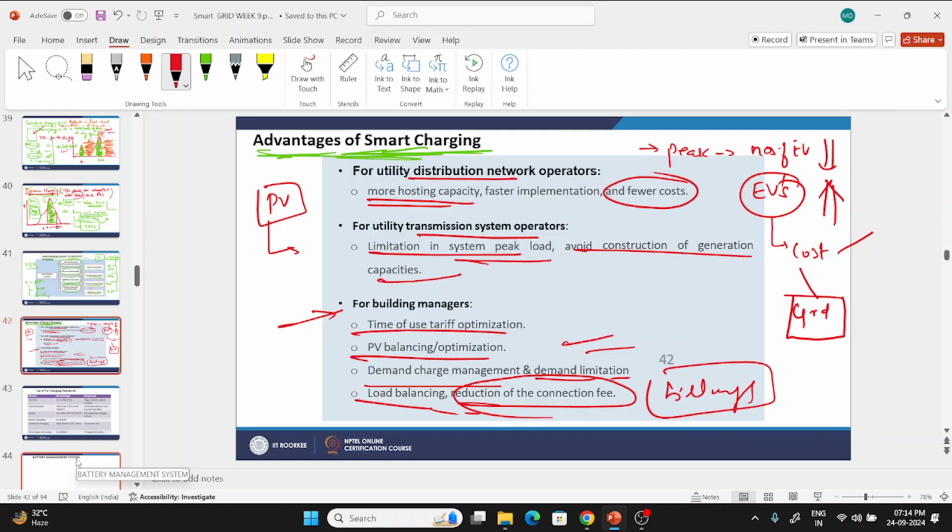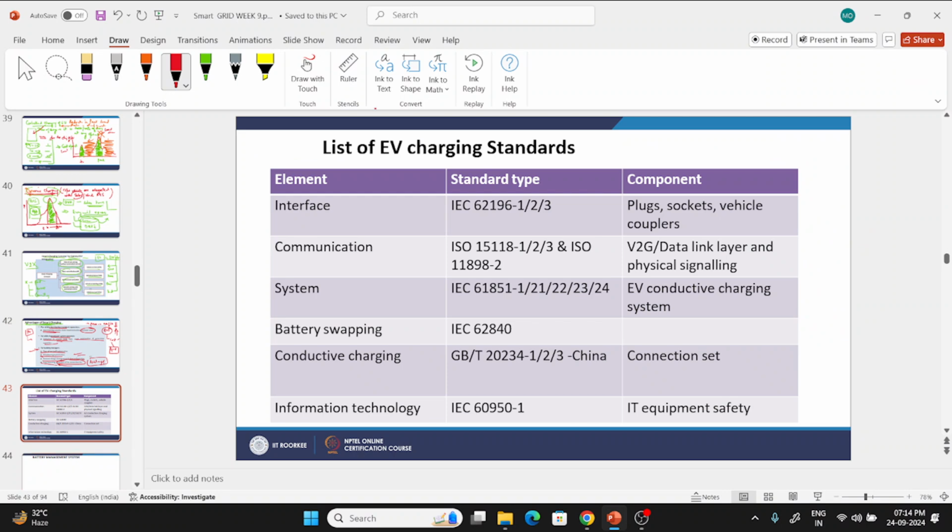Now comes another thing: there is a list of EV charging standards. There are various standards to this. For interfacing, the standard is 62196.123. This is for the plug, socket, vehicle, couplers, anything like that.